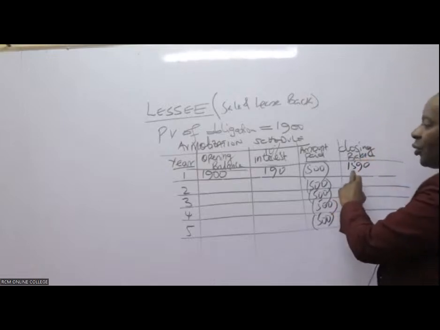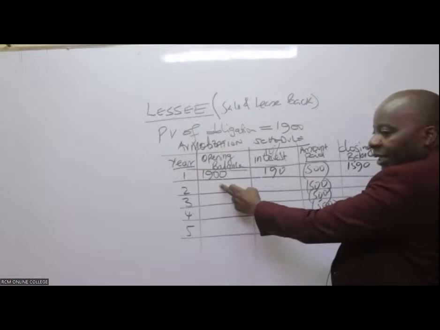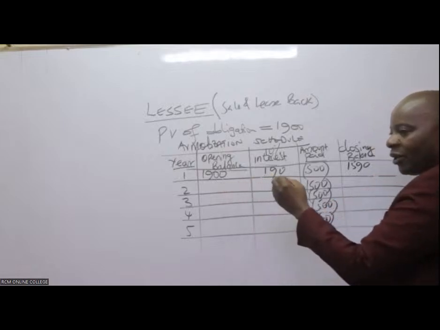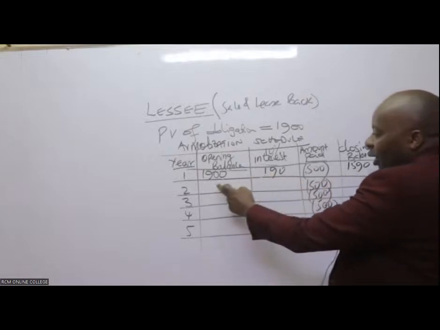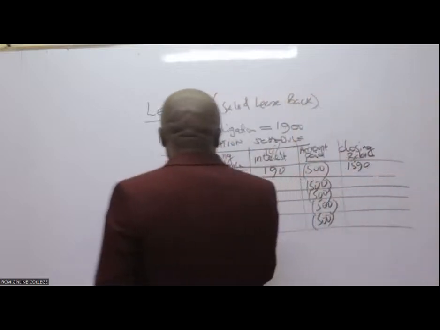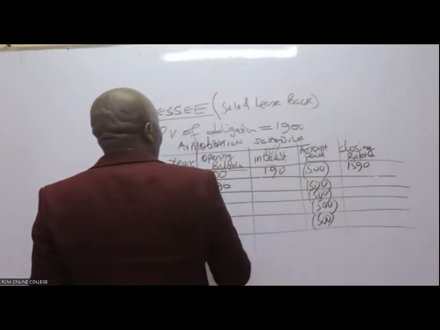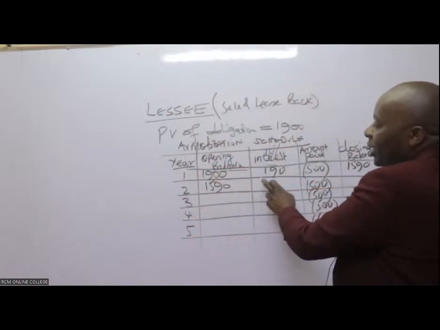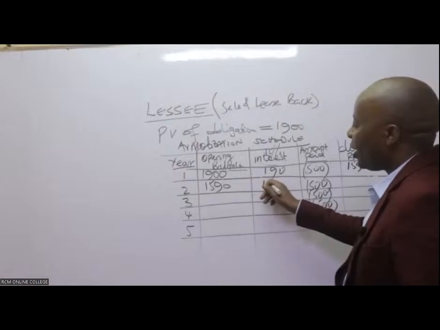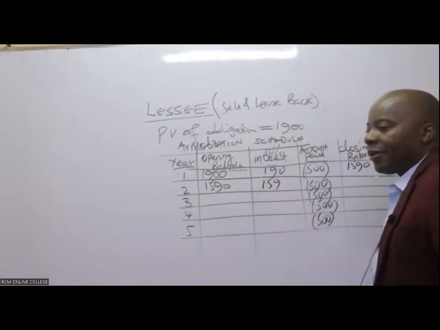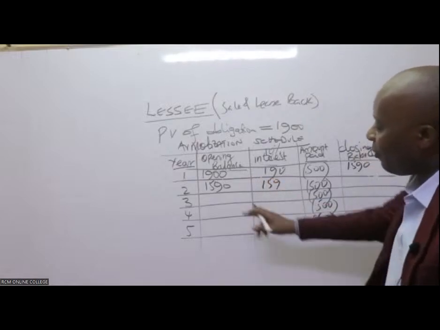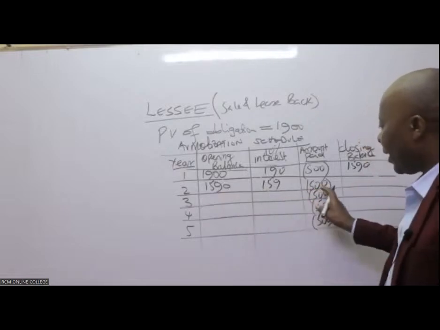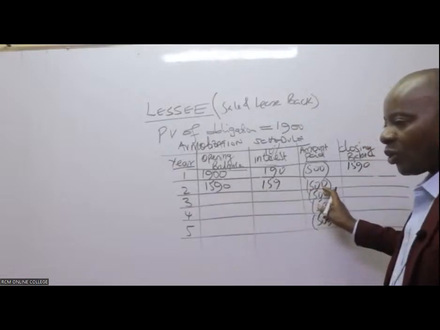So this 1590 is what we carry forward here, isn't it? I hope you're together. We have 1590 here. Could you kindly give me interest on this 1590? The interest here will be 159. So we have 1590 plus 159 minus what we pay in year 2.